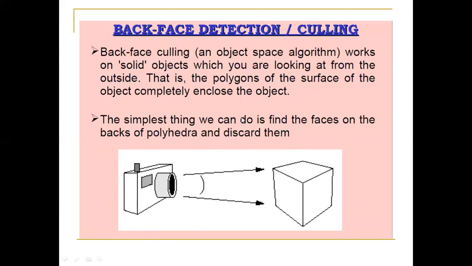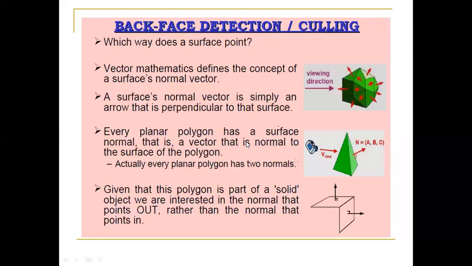The simplest thing we can do here is to find the faces on the backs of the polyhedra, and discard them, right? So we have to find out which are the back faces in my object, and we have to discard them. That is what we mean by backface detection.